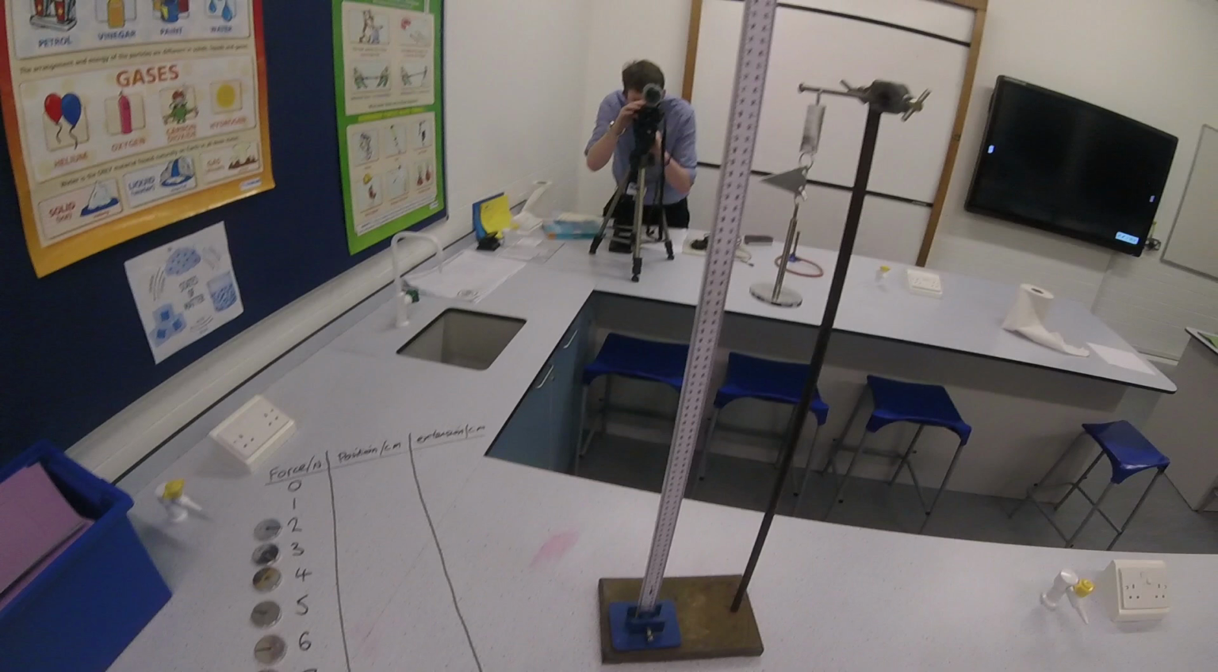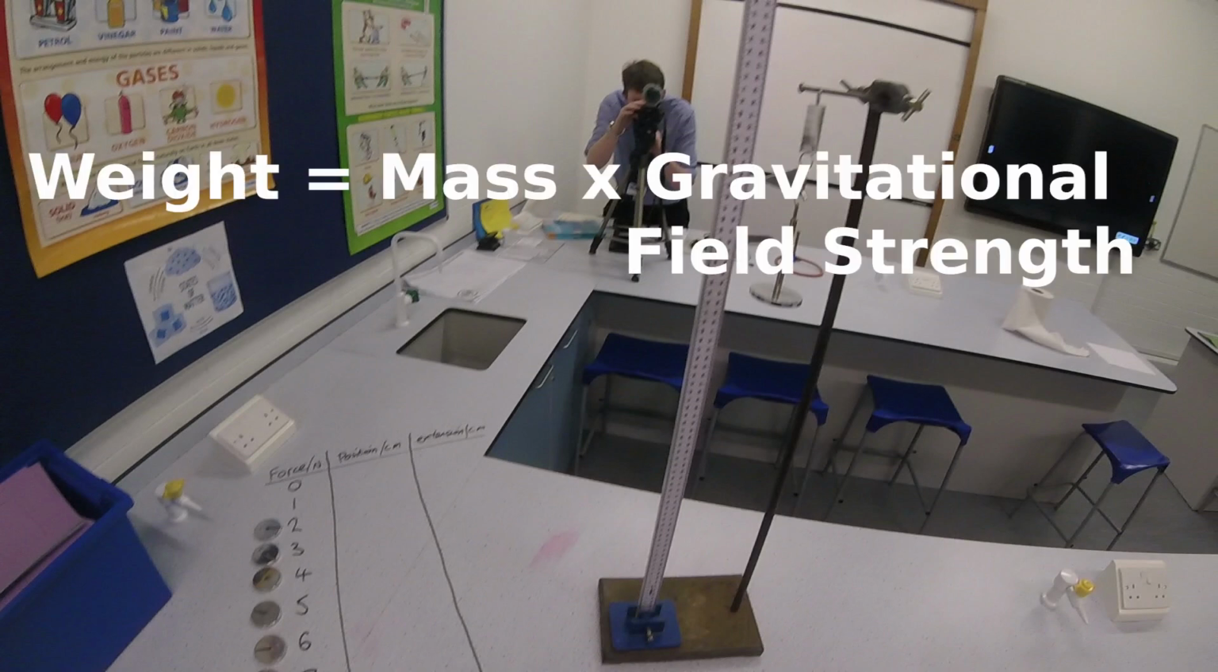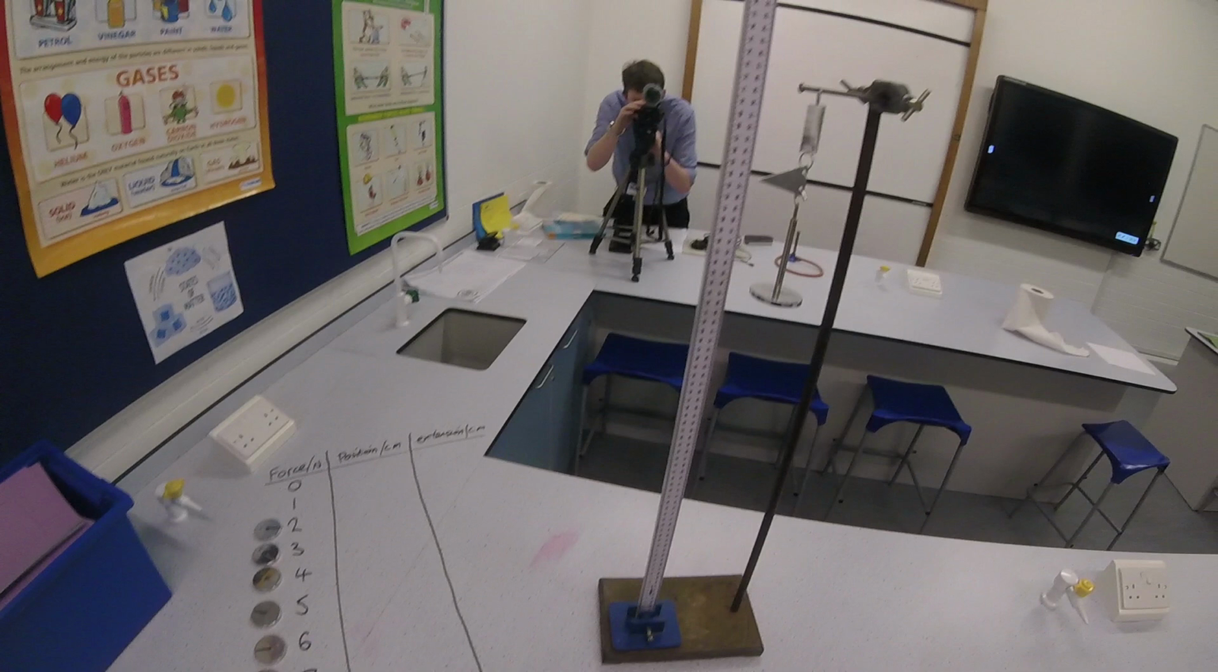So firstly, how do we calculate weight? Well, you know from a previous video that weight is equal to mass times gravitational field strength. All I need to do is take the mass of those slotted masses and multiply it by the gravitational field strength here on Earth, which is about 9.8 newtons per kilogram. I'm going to round it to 10 for this practical, just to make it a bit more simple. That leaves us with a force of 1 newton per slotted mass.